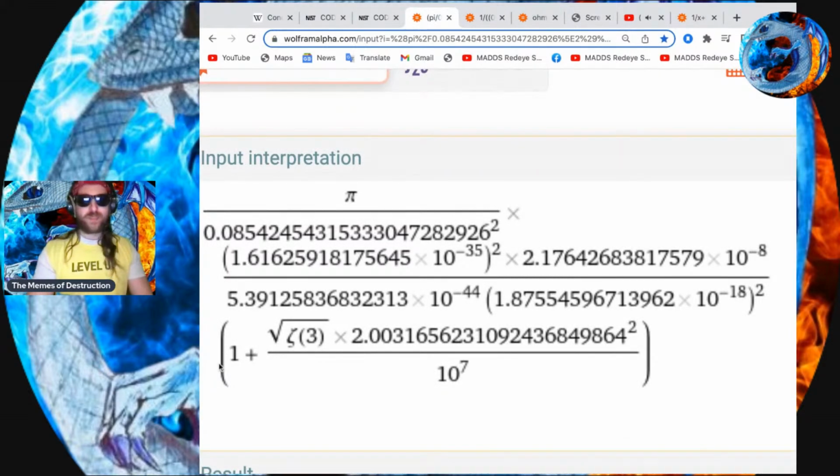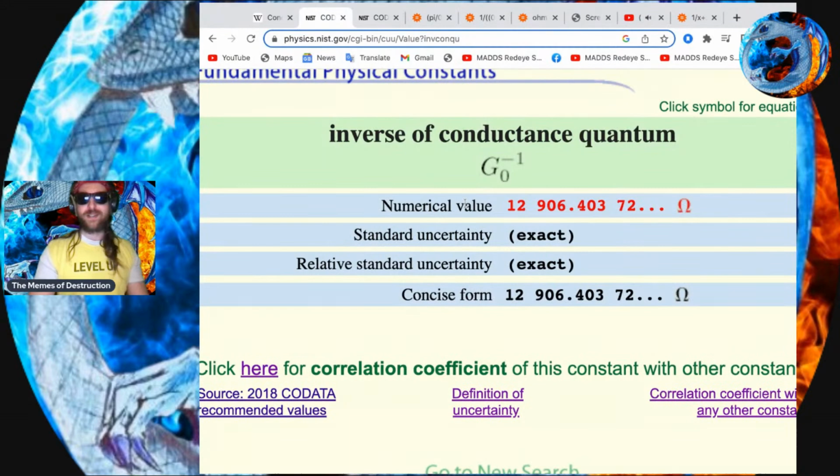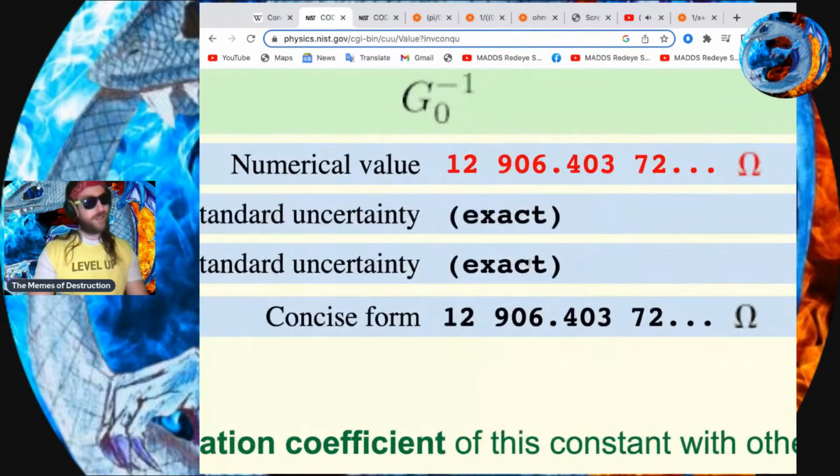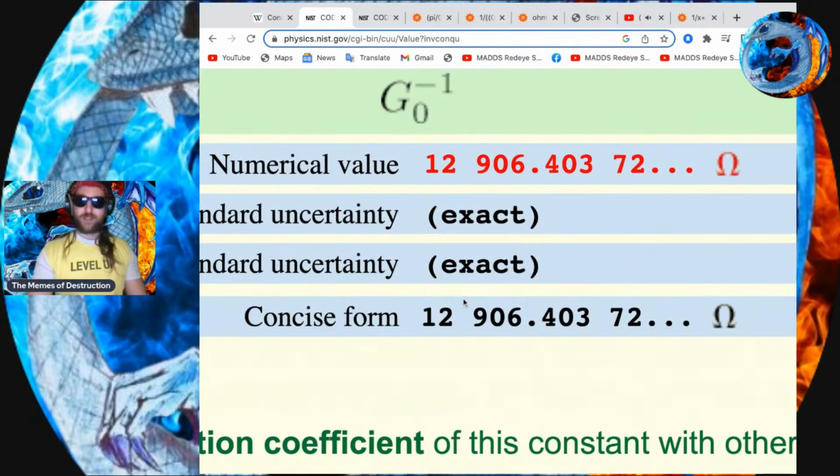And our terminal action is 1 plus the square root of zeta of 3 times j theta, which was that trigonometric form we had there. It's times 10 to the -7. So in this case, Wolfram Alpha pleasantly just divides it by 10 to the 7. So the inverse conductance of quantum that we're looking for, and the claim is this is exact. It's going to be 12,906.40372. Okay?